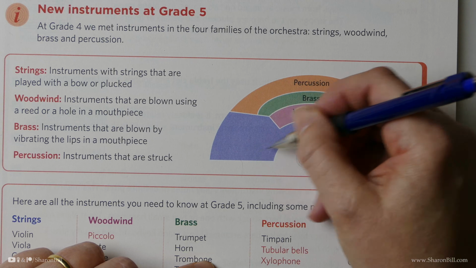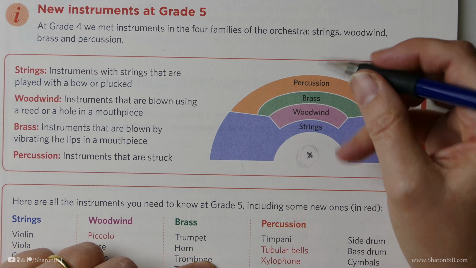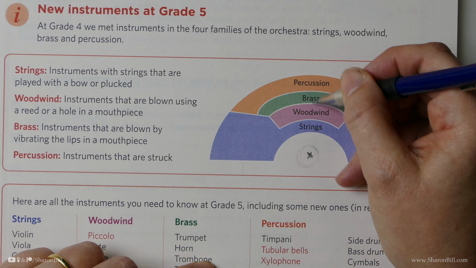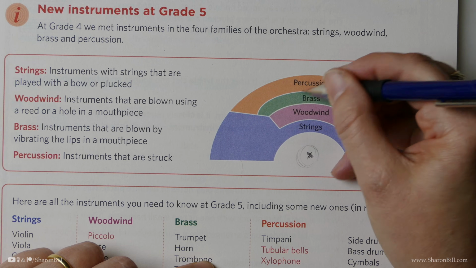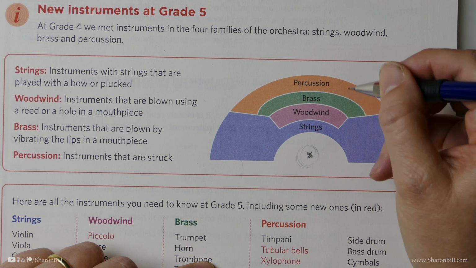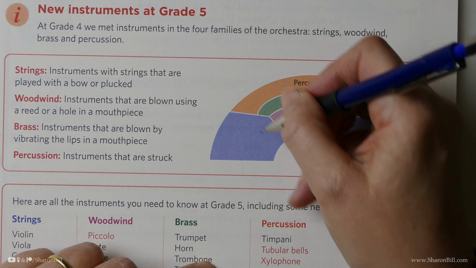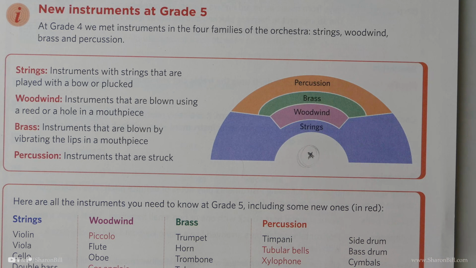If you have a group of just strings, we call that a string orchestra. If you have a group of just woodwind and brass, we call that a concert band. And if you have brass alone, it's called just a brass band. But here we have everybody combined into the orchestra.